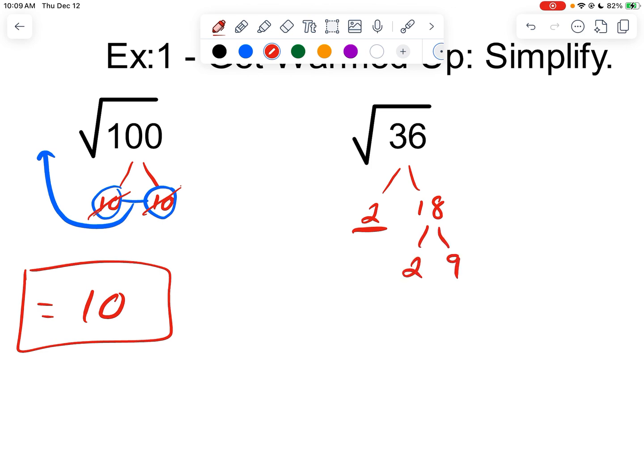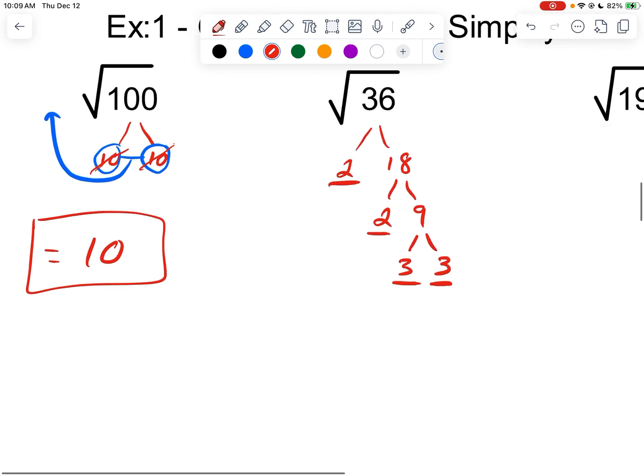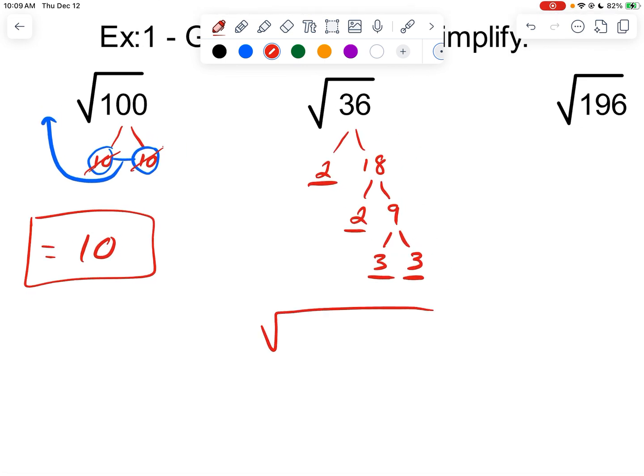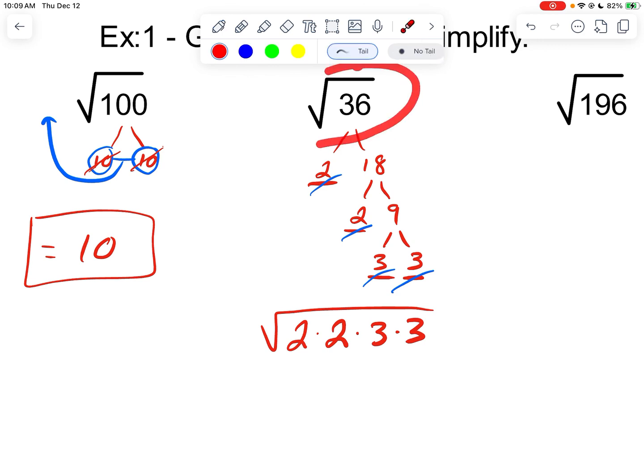Now, 18 can also break down. I could do 2 times 9, which once again, I have another 2 here. And 9 breaks down to be 3 times 3. So there's 2 more factors. And sometimes I have students that like to write this out. So we could say 2 times 2 times 3 times 3, because that was all that one, that one, that one, and that one. So basically what we're saying here is that the square root of 36 also equals this down here.